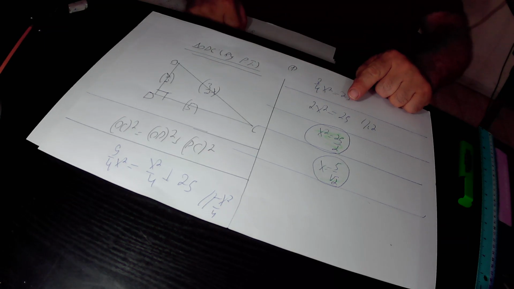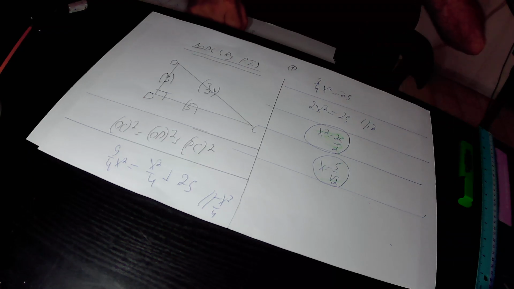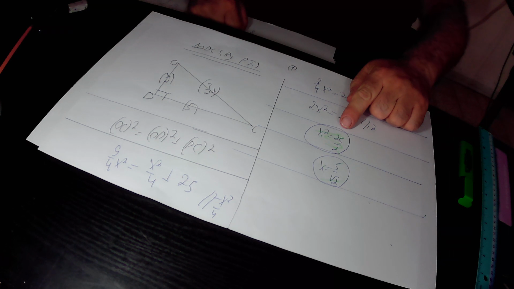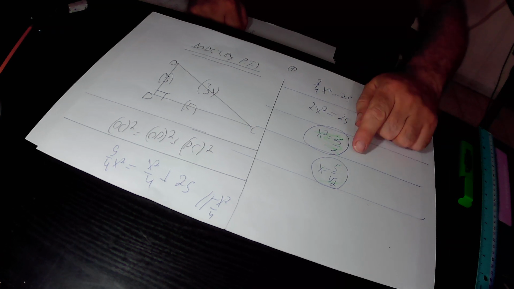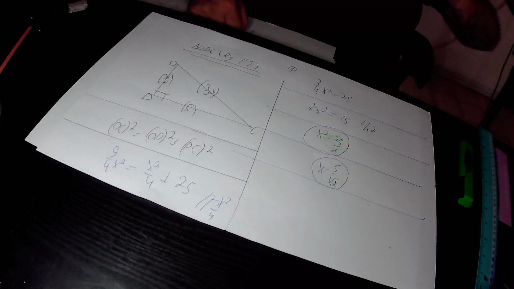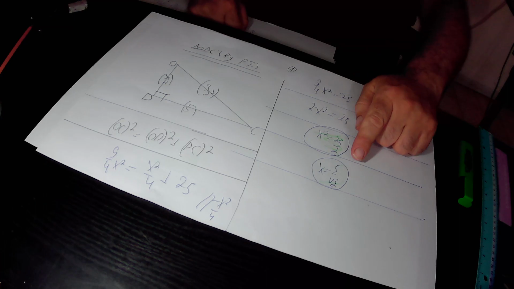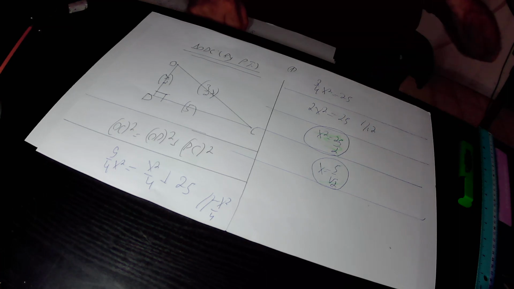Here we divided this equation by 2 and finally found out that x squared equals 25 over 2. So here we took a root of this equation and found out that x equals the square root of 25, that is 5, over square root of 2. So in total we found out that x squared equals 25 over 2 and x equals 5 over square root of 2 units in its length.